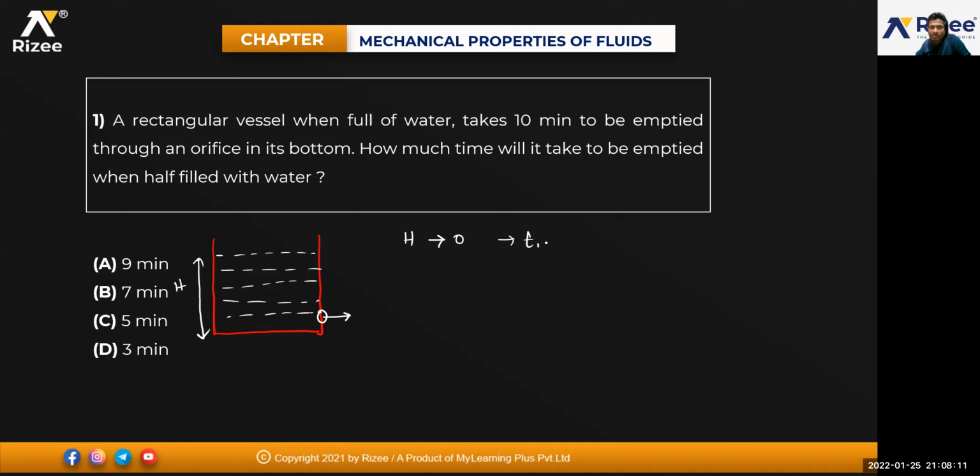Time taken is how much for me? T1 is equal to 10 minutes it is taking. How much time will be taken to empty it when half filled with the water?